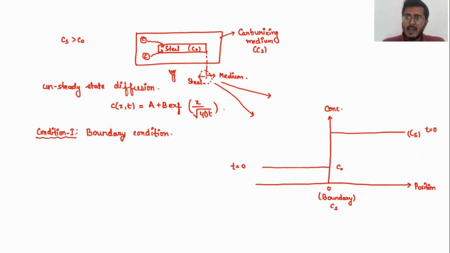Since it is in contact with your carburizing medium, the boundary has the concentration of CS, but inside your steel component, the concentration is still C naught at the initial time. Now with the increase in the temperature, the diffusion of carbon from the surface, or from the boundary, inside the steel component takes place. So this concentration increase basically follows such a kind of graph that I am showing. From here, we'll increase the concentration.